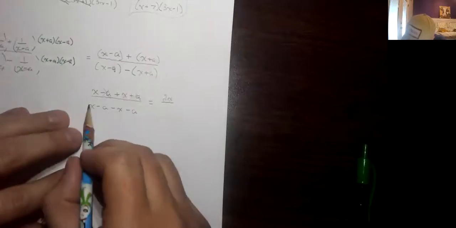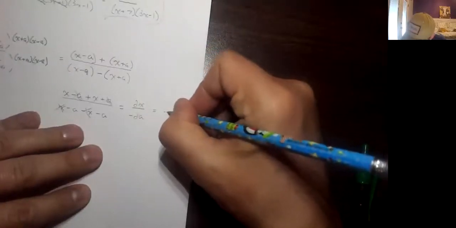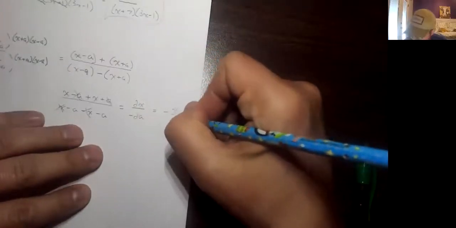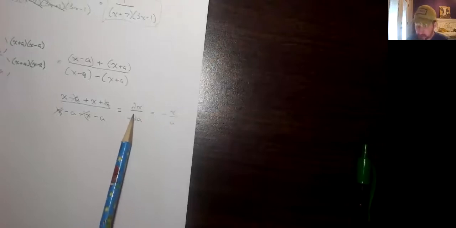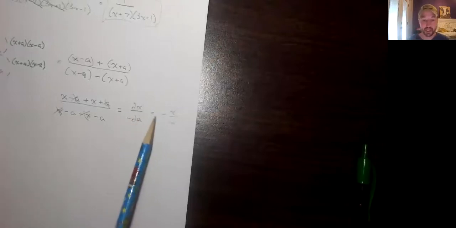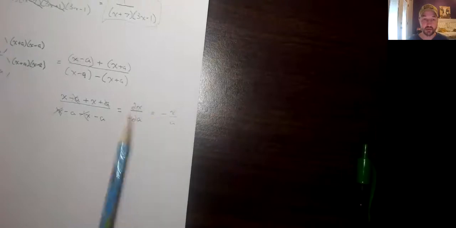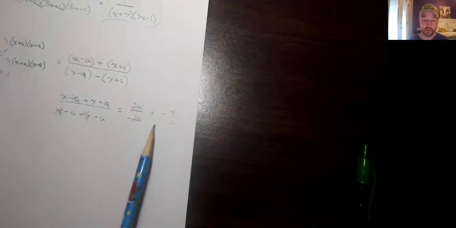I have 2 x's. Down here, my x's cancel out. I have 2 a's. I can make that a negative because it's a negative on the bottom. Doesn't matter where your negative is, you can just write negative whole fraction, because if it's on the top, the whole thing's negative. If it's on the bottom, the whole thing's negative. So my 2's cancel out, and I'm left with negative x over a.